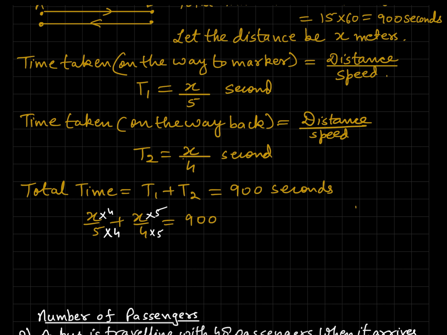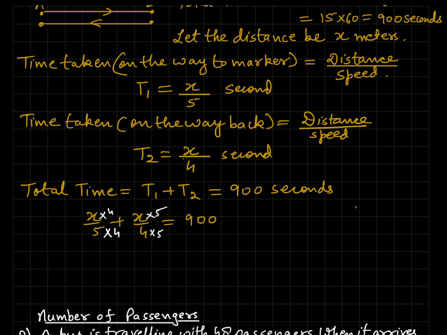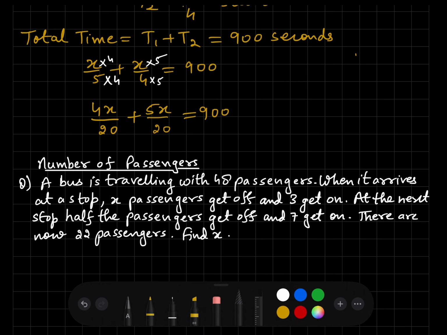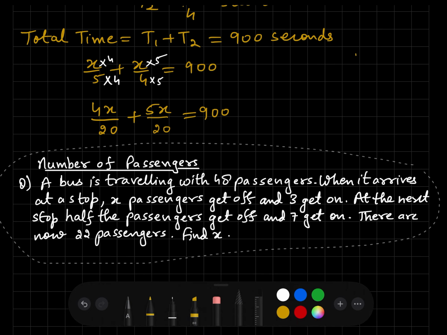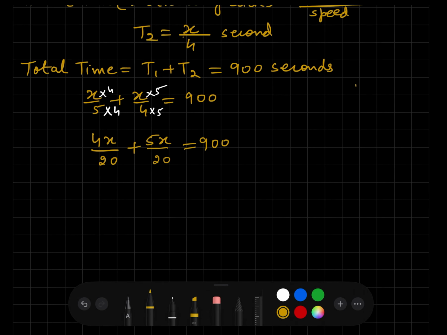Okay, so can I do it here further, or wait, let me shift it. Okay, no problem, I will shift to the next question. So this is 4x over 20 plus 5x over 20 equals 900. Let me shift this next question so that we can solve it here. Okay, fine. Now we can solve it easily here.